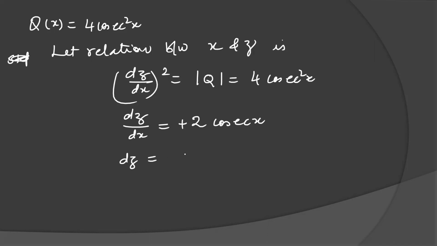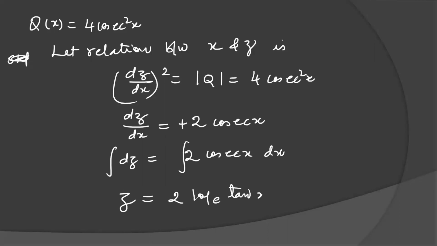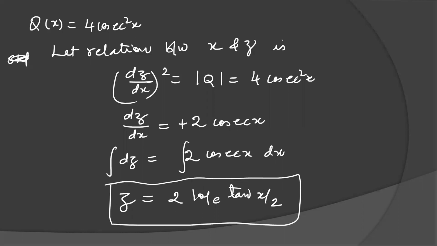So dz will be 2 cosec x dx. Now integrate both sides. So it will be z, and the integration of cosec x. There are two forms for the integral of cosec x. One is log tan x by 2, and I will use this one. Or you can use log of cosec x minus cot x, but this one is easier. So z equals 2 log tan x by 2. This is the relation between x and z.